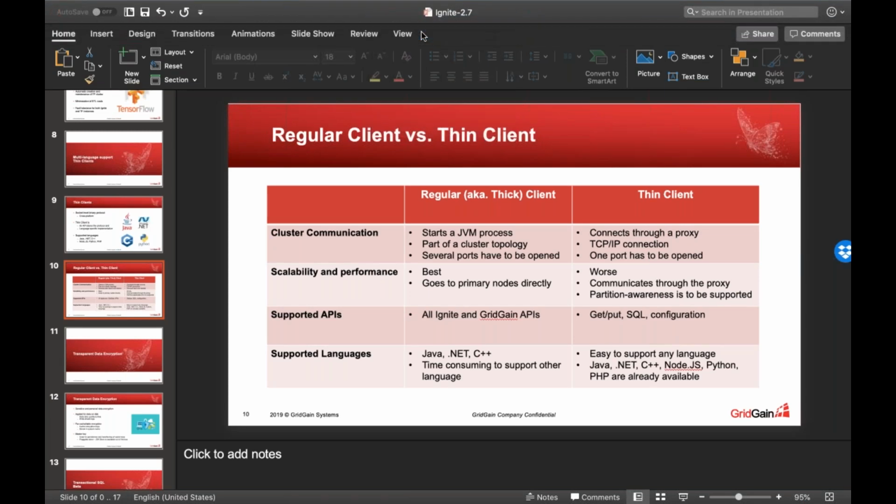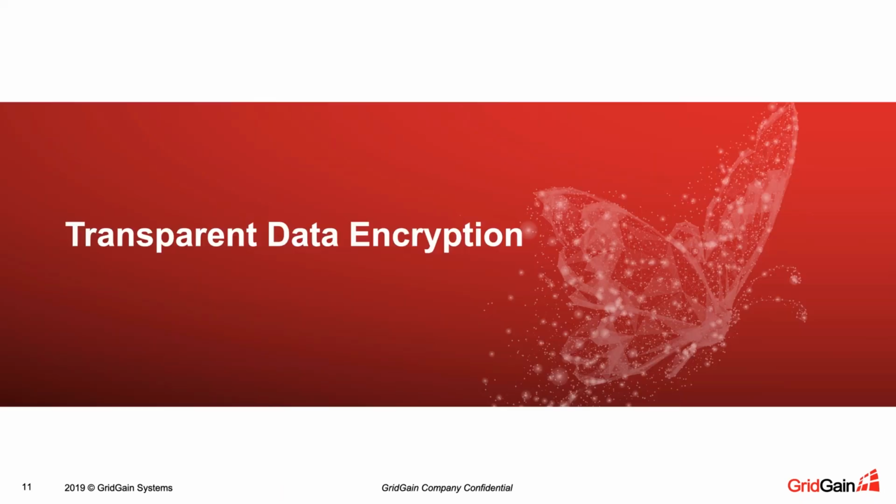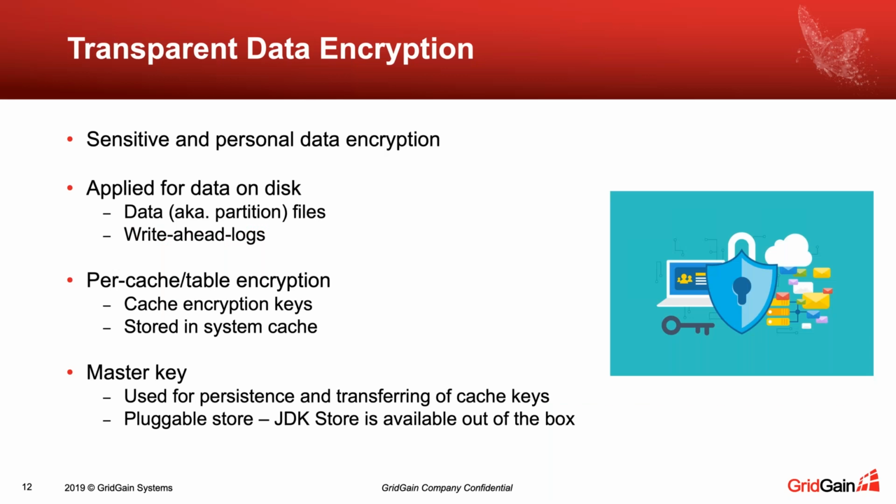So the next topic would be transparent data encryption. Speaking of transparent data encryption, why we decided to add it to Ignite. The primary reason is that with all of those hardened regulations, for instance, I think that many of us heard about GDPR policies, which were applied in Europe, and policies like those are being reviewed and also being applied in other countries.